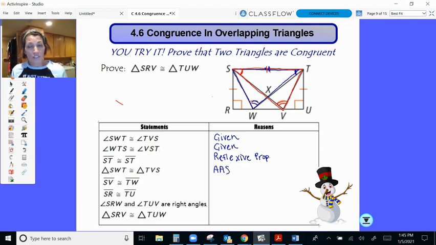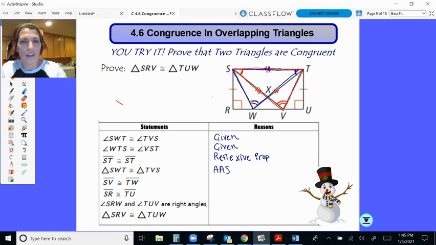Because of that, and I'm going to pull this red mark up here, we know that SV, so this side right here, 1, 2, 3, is congruent to TW, 1, 2, 3. Now that's part of the triangles we want to show are congruent. So I'm actually going to draw this one.